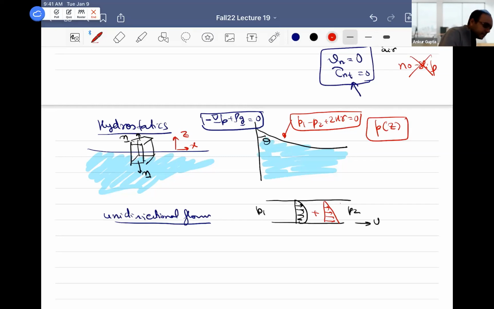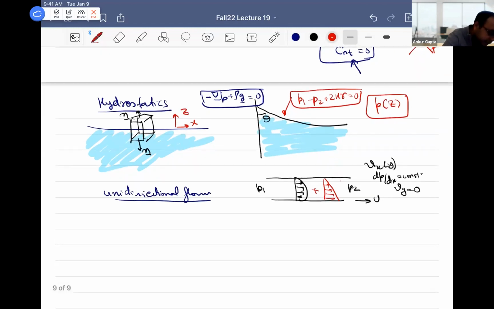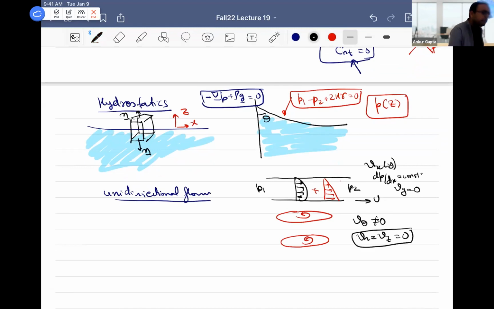And remember that in this case, Vx is only a function of y, and dP/dx is equal to constant, and Vy is exactly equal to 0. Okay. So this is a good model problem in unidirectional flow. The other kind of unidirectional flow is actually the rotational flow that you're currently doing in your homework. So I'll just make that a case here. So basically remember that you can also have V theta not equal to 0, and Vr equal to Vz equal to 0. Okay. So that's also possible.